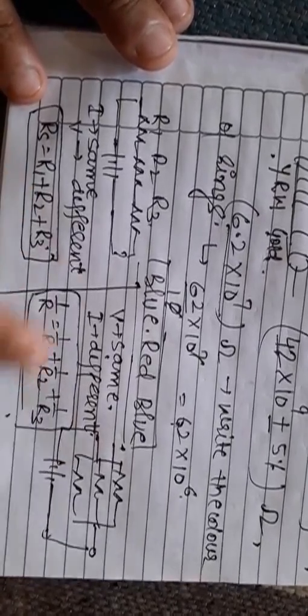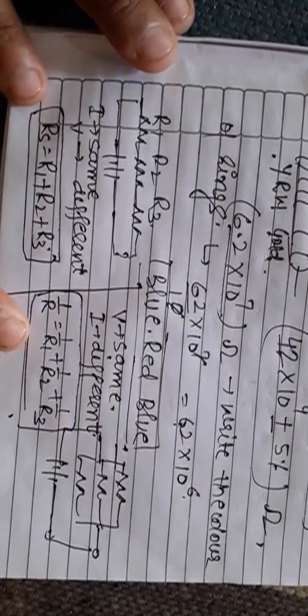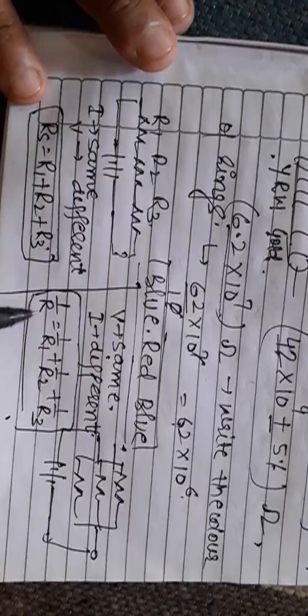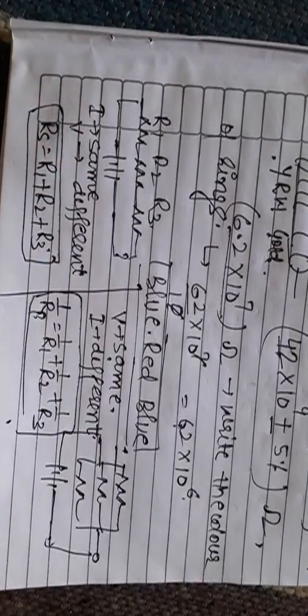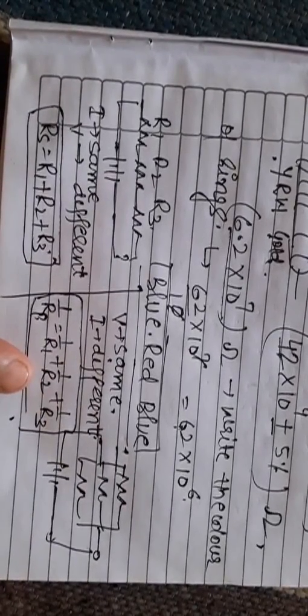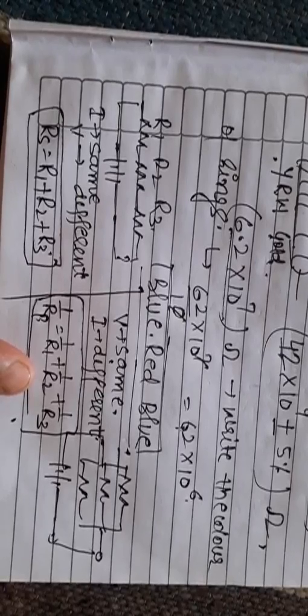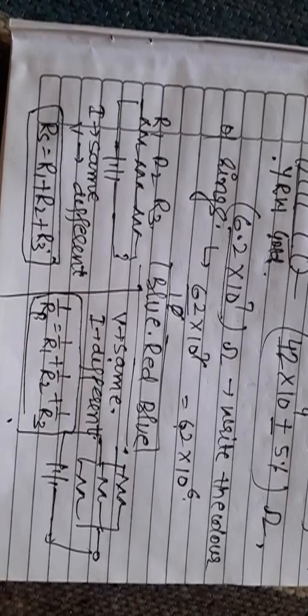So there is a change, it is different from capacitors. In the case of capacitors, this was the result for series and this was the result for parallel, but here it is reversed. When you connect resistors in series, resistance will increase and current will decrease. But in parallel, resistance will decrease and current will increase. So this is all about resistors. Thank you.